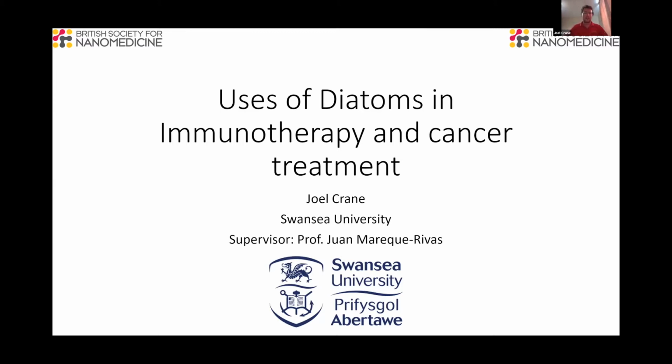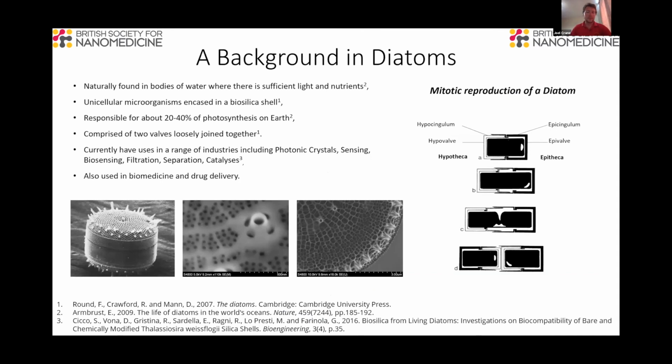And we've been looking at the uses of diatoms in immunotherapy and cancer treatment. So just to give you a bit of background into diatoms then, they're naturally found in bodies of water where there is sufficient light and nutrients. They're a unicellular microorganism encased in a biosilica shell. They're responsible for about 20 to 40% of photosynthesis on Earth, comprised of two valves loosely joined together.